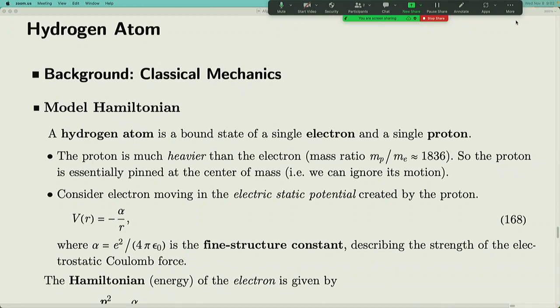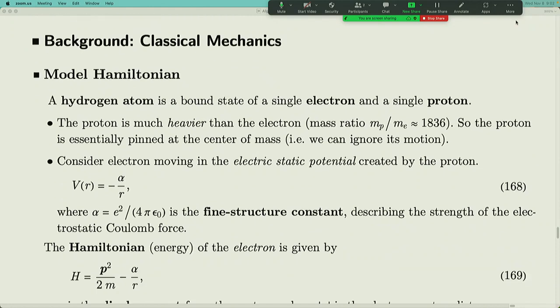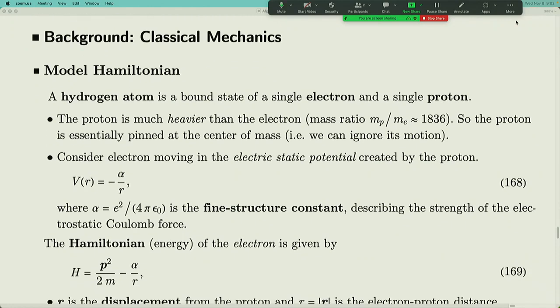Okay. In order to introduce this topic in quantum mechanics, I would like to first review a little more classical mechanics. So imagine that the electron is not a quantum particle, it's a classical particle. Then we can also talk about the classical mechanics of the hydrogen atom. The hydrogen atom is a bound state of a single electron and a single proton. And the proton is much, much heavier than the electron: the mass ratio between the proton mass and the electron mass is almost 2,000 times.